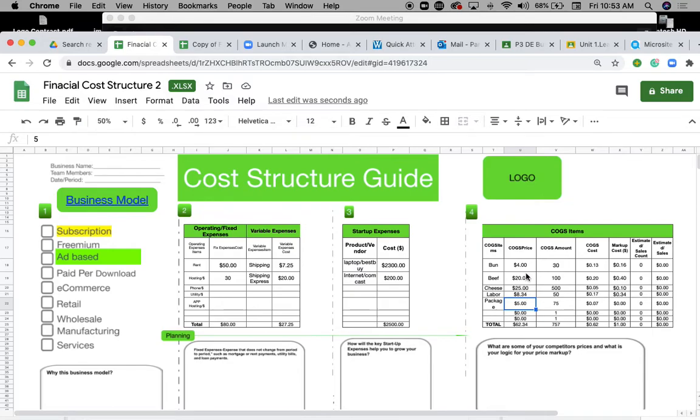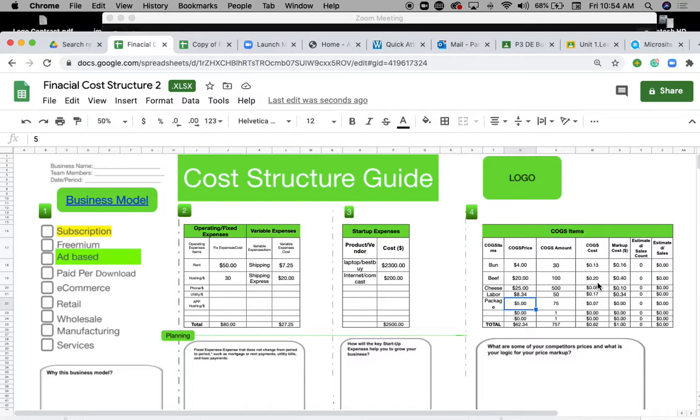Now look at the bottom. The COGS price, 62 cents per unit. You guys understand this part? So 62 cents, that's the actual COGS for this piece, including everything we just talked about.